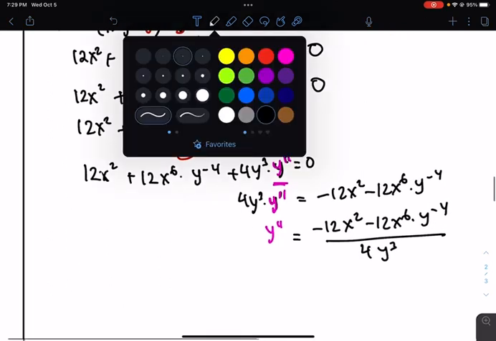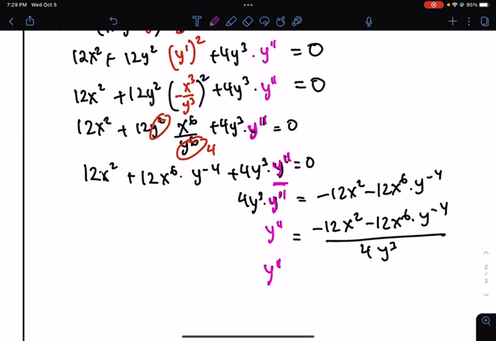I can still simplify this, because everything is divisible by 4, right? So it's gonna be negative 3x squared. I'm gonna put the y from the bottom to the top, so it's gonna be y to the power of negative 3, and minus 3x to the 6 and negative 4 minus 3, y to the power of negative 7, using the law of exponents. There you go.